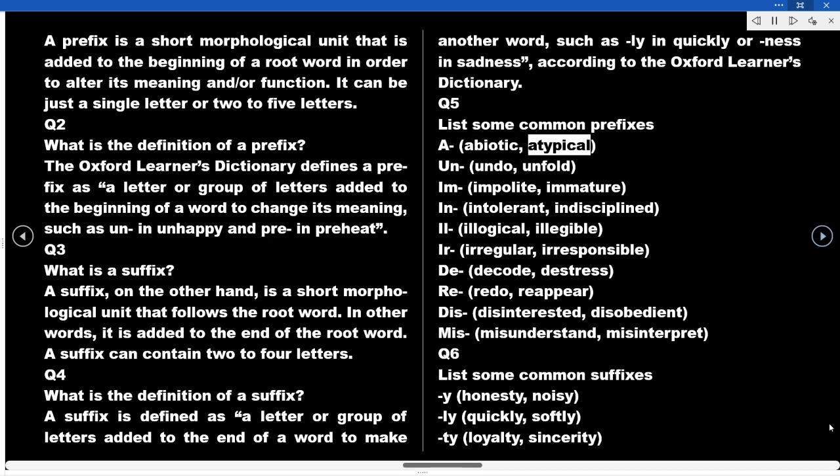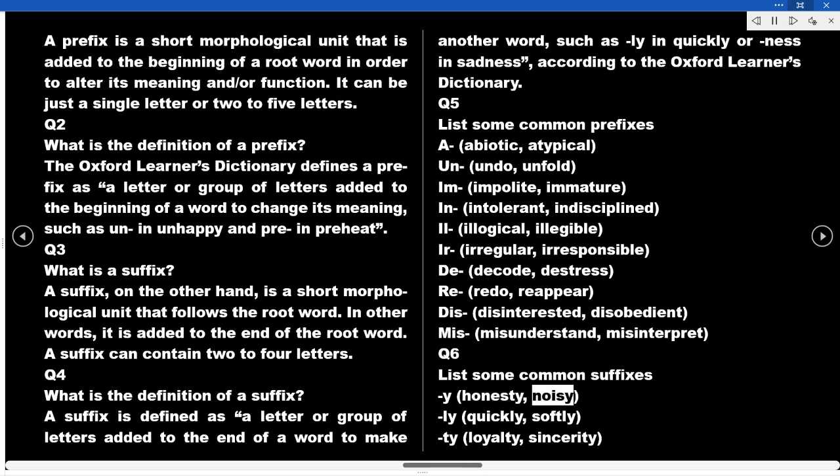Abiotic, atypical. Undo, unfold. Impolite, immature. Intolerant, indisciplined. Illogical, illegible. Irregular, irresponsible. Decode, distress. Redo, reappear. Disinterested, disobedient. Misunderstand, misinterpret. Q6. List some common suffixes.